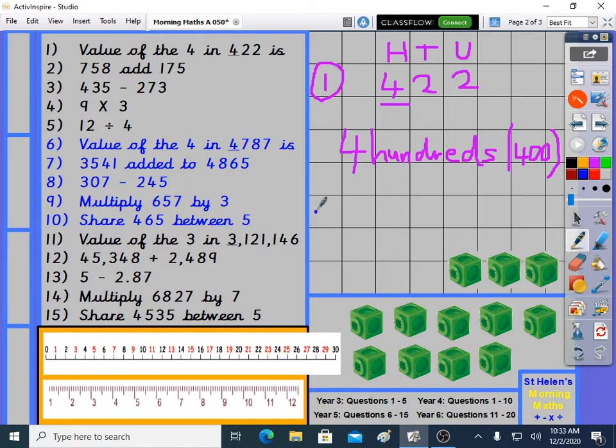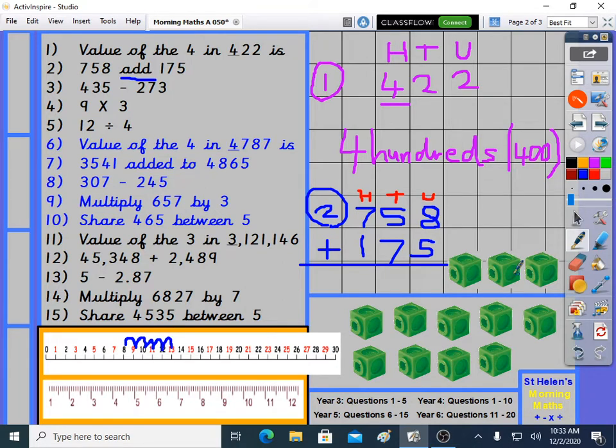Question 2. We'll do some add. 758 add 175. 8, let's put the hats on. Units, tens, hundreds. 8 plus 5 we'll do first. 8 plus 1, 2, 3, 4, 5 is 13. Next we have to do 5 plus 7 plus a little 1.